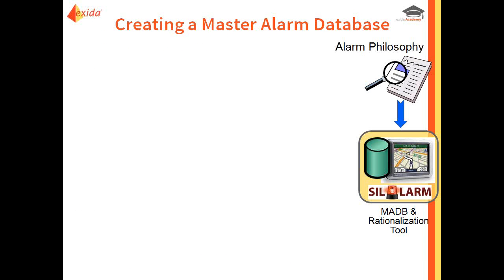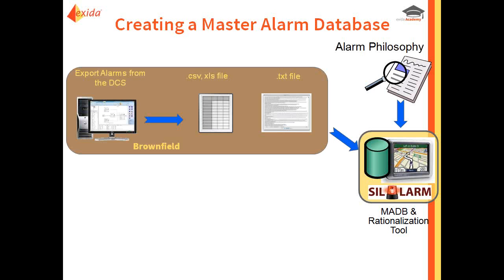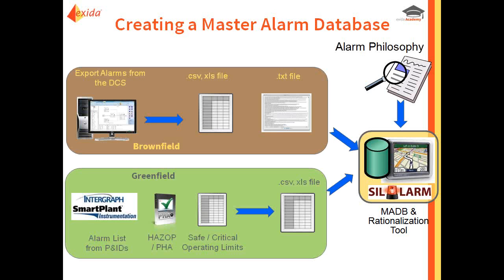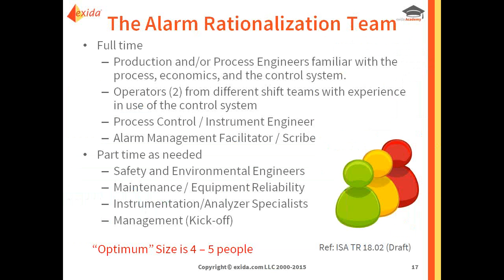So we'll take the philosophy and extract the key important information that we need for rationalization. We'll put that in the SILAlarm tool, and then we build the initial master alarm database, either from the existing configuration, so for a brown field, or if it's a green field, there are other sources of identification for the alarm. It could be on PNIDs, they could be in HAZOPs and PHAs, some information could be in safe operating limit tables, so a lot of different sources for where alarms can be identified.